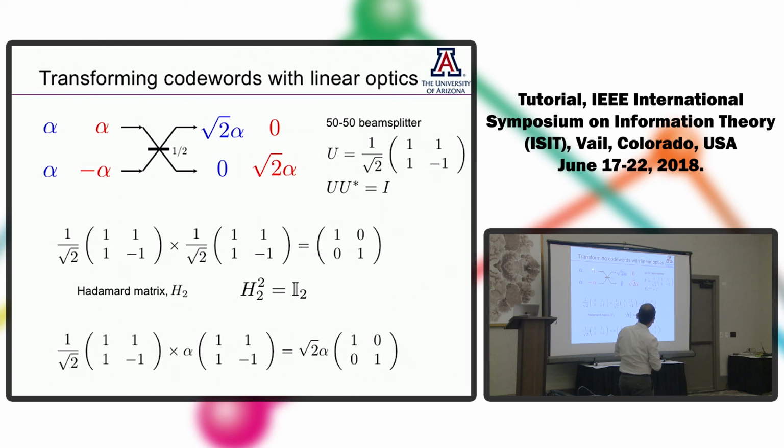When I multiply that by alpha, minus alpha, I get 0, square root of 2 alpha, which means I'm multiplying this by a 1, minus 1 vector. And if I'm sending in alpha, alpha, then I'm sending in a 1, 1 vector. Two Hadamard matrices multiplied together give us the identity, and what is happening here can be thought of as two Hadamard matrices multiplying each other, except that instead of 1 over square root of 2, I have alpha over here. So alpha, alpha times this beam splitter gives me square root of 2 alpha, 0. Alpha, minus alpha times this beam splitter gives us 0, square root of 2 alpha. Is it clear? Okay, so let's build this forward.